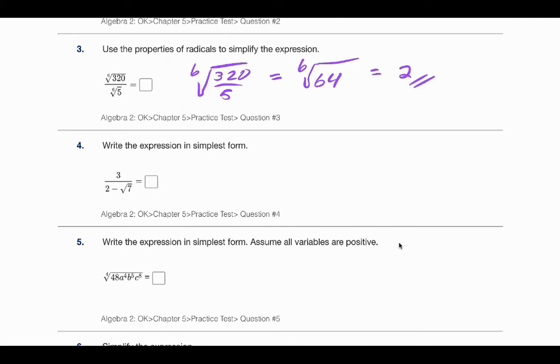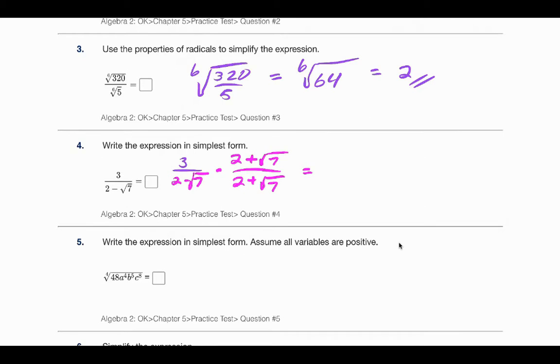Number 4, write the expression in simplest form. Remember, on these ones here, we can't have a radical in the denominator. So I'm going to multiply the top and the bottom by 2 plus the square root of 7. When I do that, I'm going to have a difference of squares on the bottom.